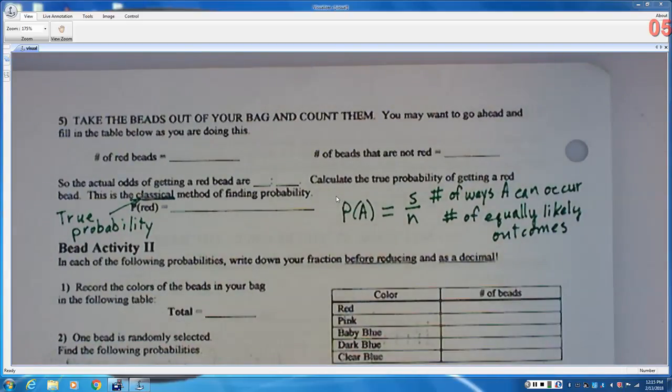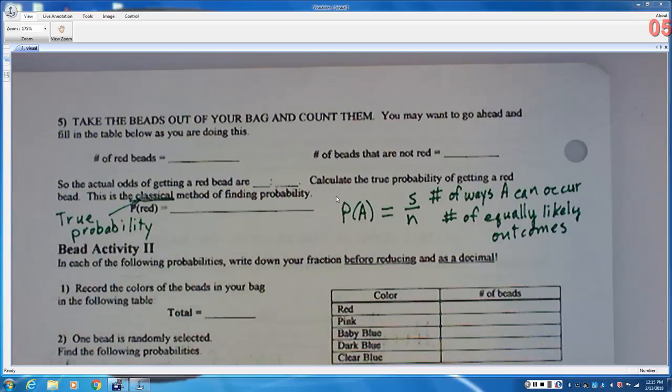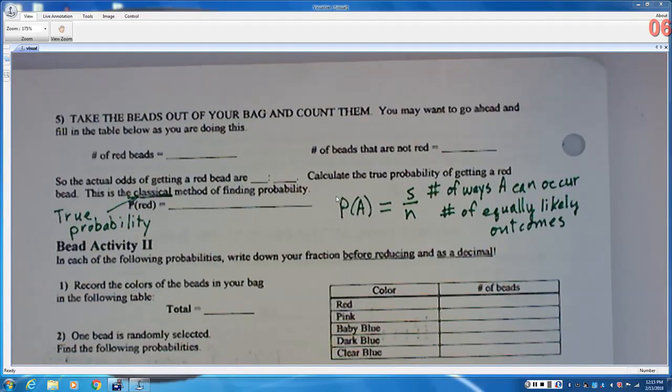So if my bag has 100 beads in it and 50 are red, this number would be 50 over 100, or half. But it's the true probability. So this experiment is to help you understand the difference between true probability and experimental probability estimates. Okay, and then we'll stop there. Bead activity 2 will be a bonus activity if you want to do it later.